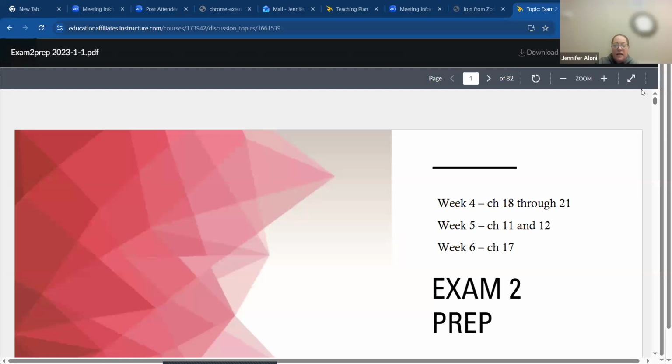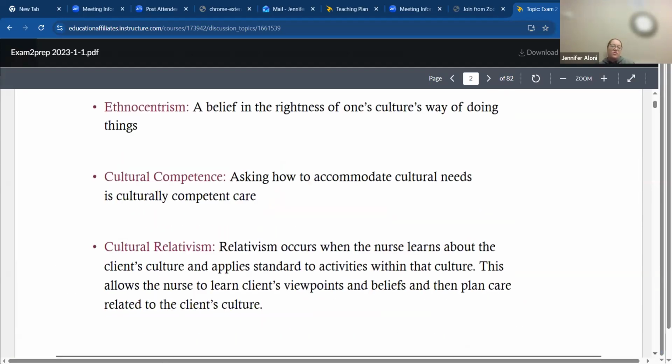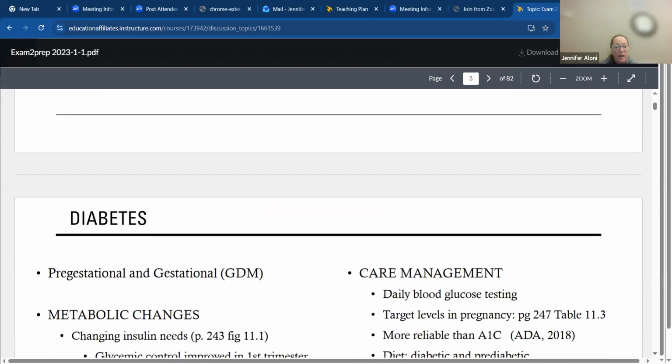So exam 2, we have chapters 18 through 21, 11, 12, and 17. A lot of content here. So let's go over some of the content and see what we got. We're going to start off with ethnocentrism, cultural competency, and cultural relativism. 3 different things we need to know about: a belief in the rightness of one's culture, asking how to accommodate, and when something is relevant to what is going on.